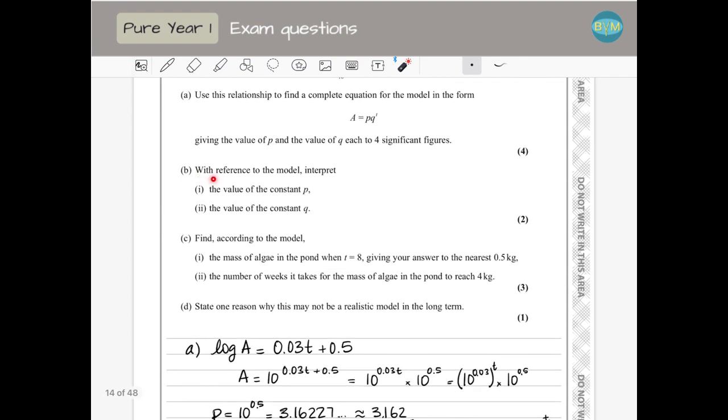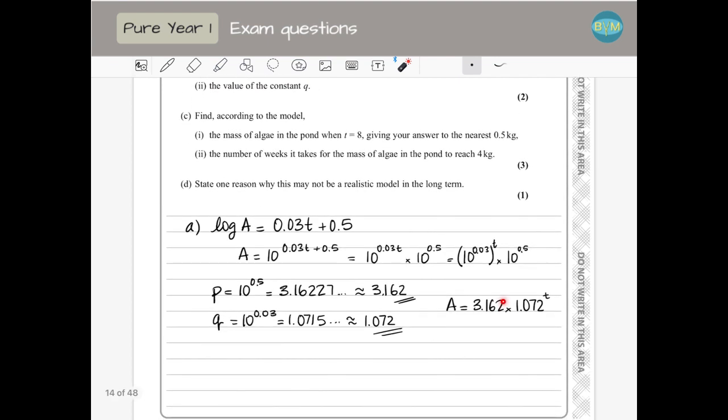Then they say, with reference to the model, interpret the value of the constant p. So p is this value here. This value happens when t is 0, because when t is 0, all this is 1. So when t is 0, this is the initial amount of algae that I have. So for part b, p is the initial amount of algae. And that's going to be the case in all exponential models like this one: the initial amount.